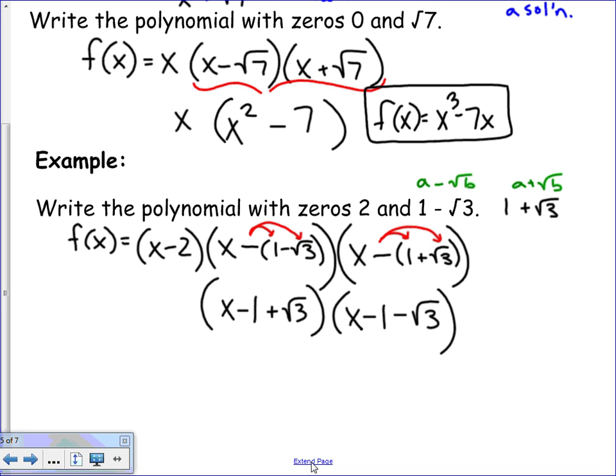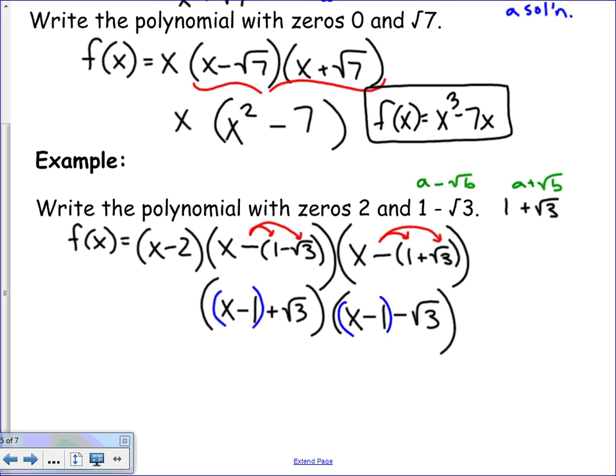What do you mean? Because 1's plus and 1's minus. Do you see that? Now when we distribute the negative, you have a plus square root of 3 and a minus square root of 3, which is really similar to what we had in the previous example, right? A minus square root of 7 and a plus square root of 7. And then look at what's in front of both of them. Not just 1, but x minus 1.